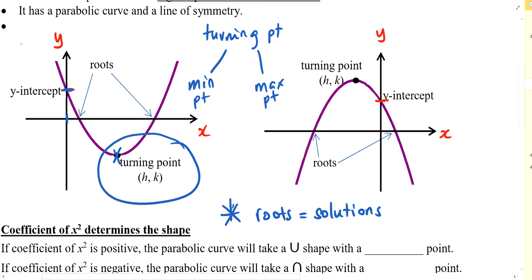This is an important diagram because every time you are asked to sketch a graph, you must show all these things. Okay? You must have the y-intercept. You must have the x-intercepts. You must have the turning point. And it must be symmetrical along the turning point. So symmetrical along the turning point. It must cut. Okay?